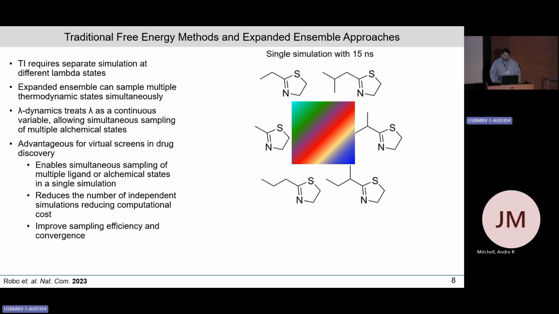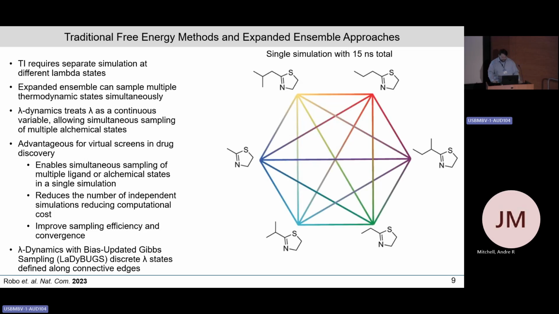But this is really advantageous for virtual screens and drug discovery, because it enables us to simulate the sampling of all those ligands in the same simulation, reduces the number of independent simulations, and improves the sampling efficiency and convergence. But to get down to just the 15 nanoseconds total, I'm going to be talking about lambda dynamics with bias updated Gibbs sampling, where we're no longer going to need that burn-in time ahead of that 15 nanoseconds.